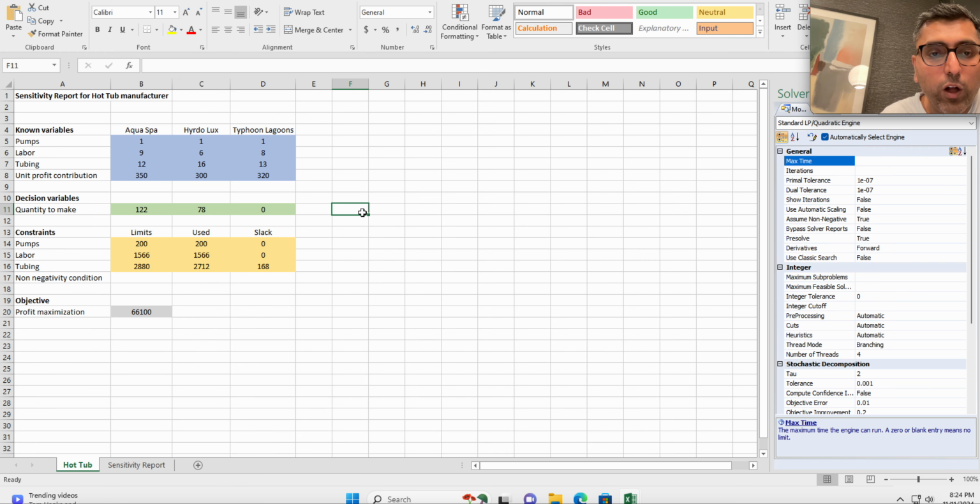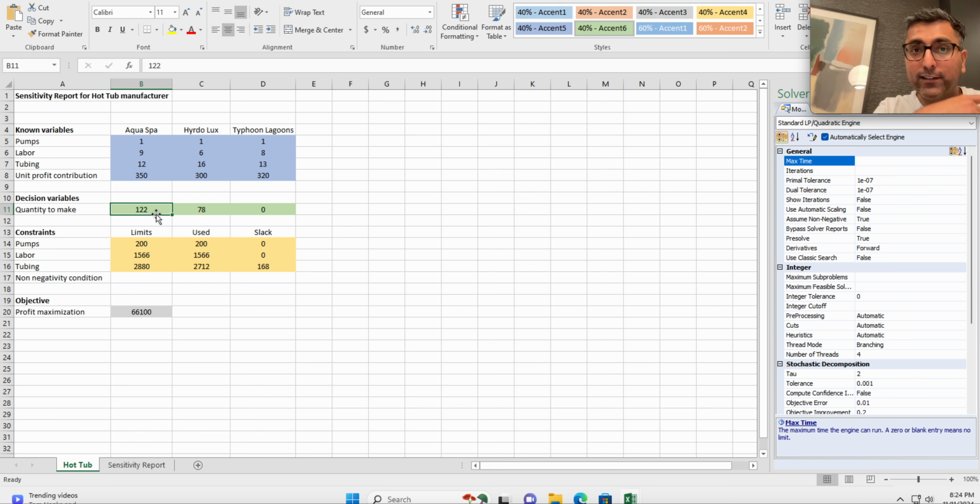So it already solves this for you, and that's the video that I also created, on how to go about formulating a linear optimization problem. That's a separate video that goes through the entire setup, so take a look at that. But assuming you know how to do this, Excel Analytic Solver will already tell you that you should be producing 0 of Typhoon Lagoons, 122 units of Aqua Spa, and 78 of Hydrolux.